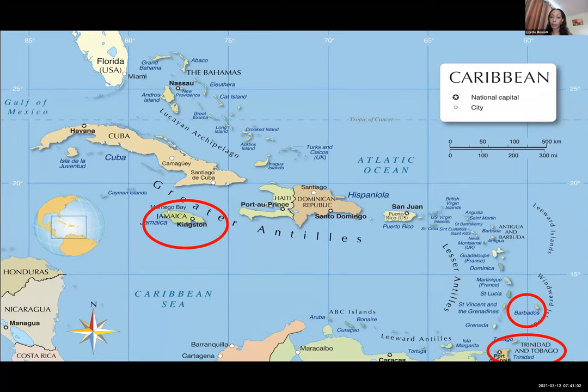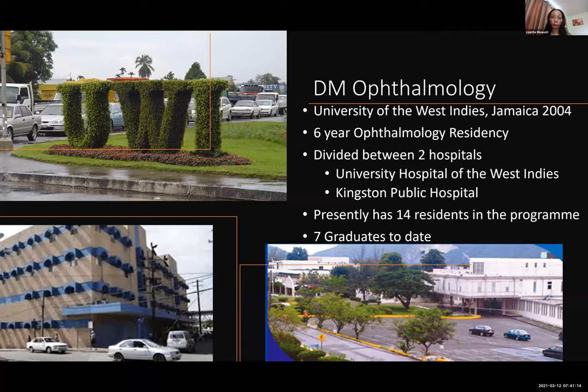The University of the West Indies is actually based on three campuses for the Faculty of Medical Sciences for postgraduate degrees, and that's located in Jamaica, and of just about 1,000 miles over, Barbados and Trinidad and Tobago. So the DM ophthalmology residency program was started in Jamaica just about 17 years ago. It's a 6-year ophthalmology residency program fashioned after the UK, where I'd done my training. And it's divided between two hospitals in Jamaica. We have 14 residents in the program and we've had 7 graduates to date.